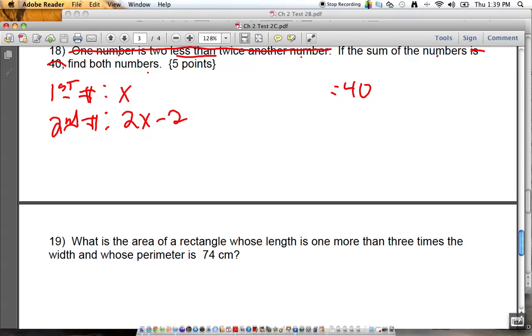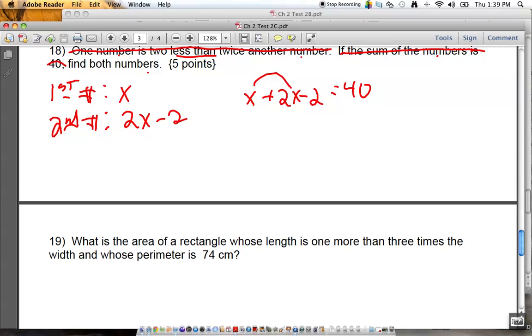What didn't I use yet? It's right there, right in front of me. What does it say? If the what? Sum. What's sum? Plus. I'm going to add the first one, which is x, plus the second one, which is 2x minus 2. Now I did the sum of the numbers is 40. The only words left say, find both numbers. As soon as I read that, I get to work.